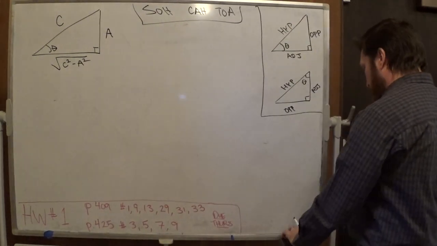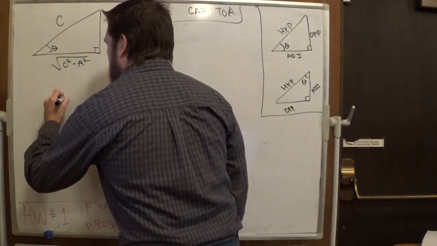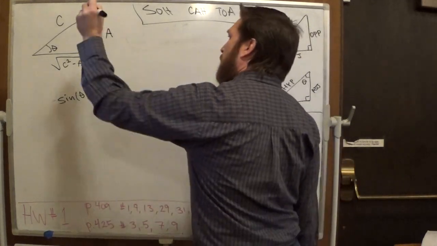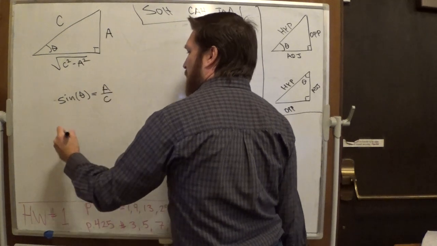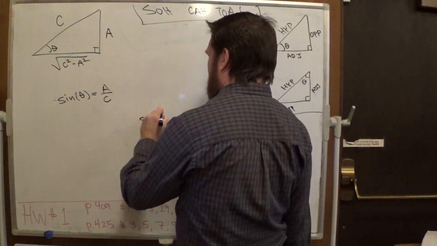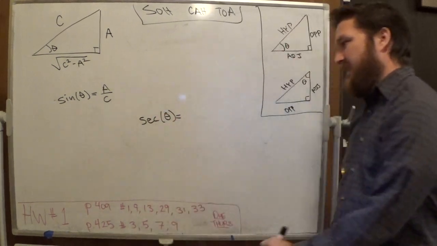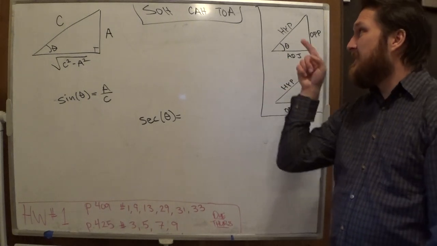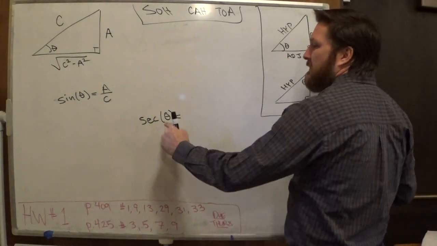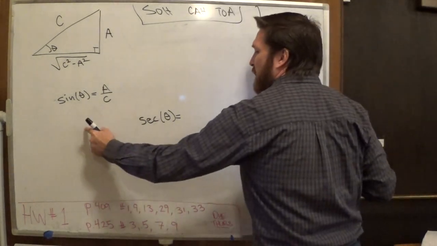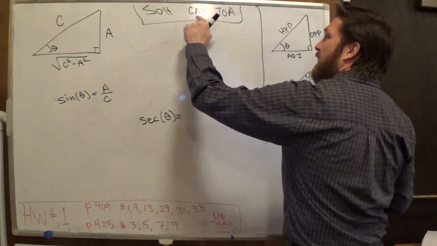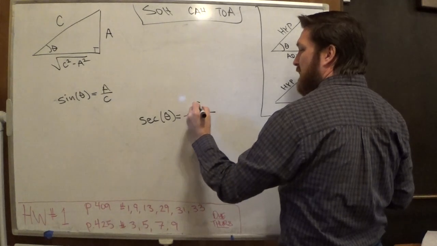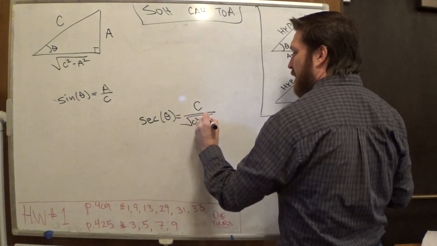Okay, so now let's find the values of the six trigonometric functions. Sine theta is A over C. And let's do it in an odd order. What's secant? Secant is the reciprocal of cosine. Cosine is adjacent over hypotenuse, so we go in the other direction: hypotenuse over adjacent. Hypotenuse is C, adjacent would be the square root of C squared minus A squared. So secant is C over root C squared minus A squared.